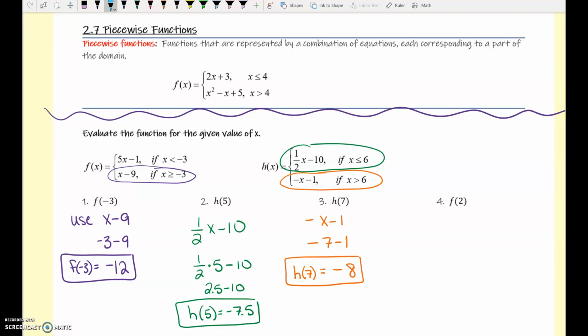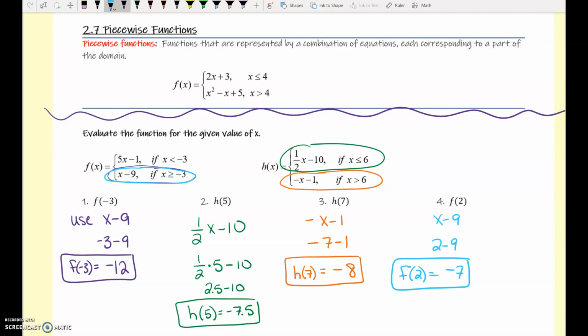F of 2, which equation should we use for f of 2? Which one? 5x minus 1? 2 is not smaller than -3. So no, you're right. It is this one again, x minus 9. So 2 minus 9 is -7. F of 2 equals -7.